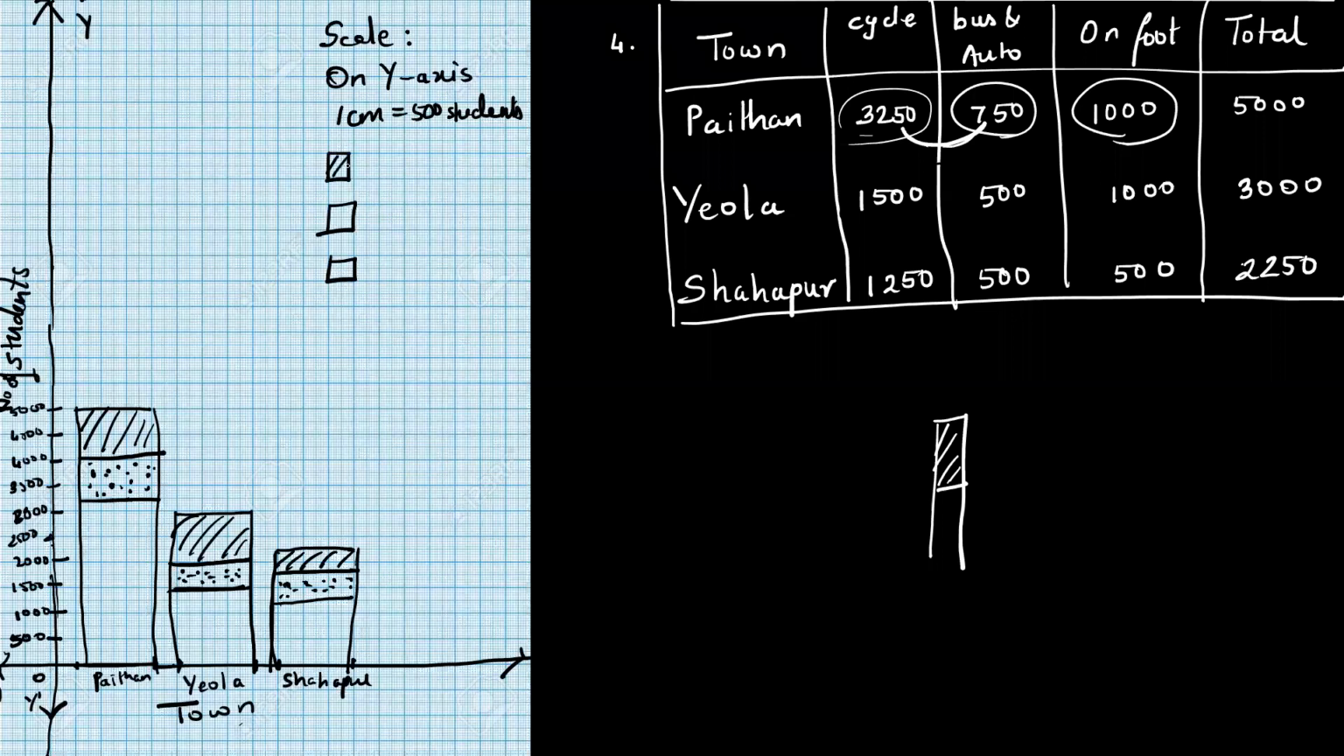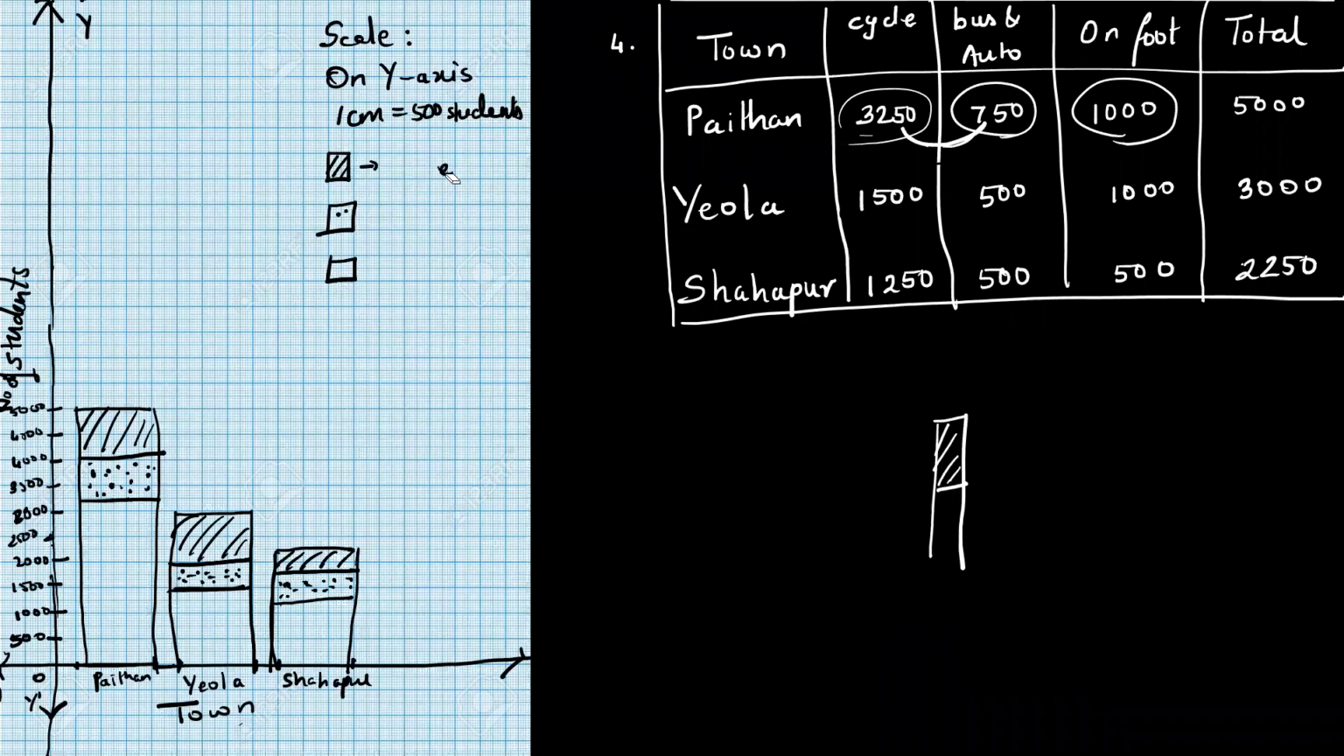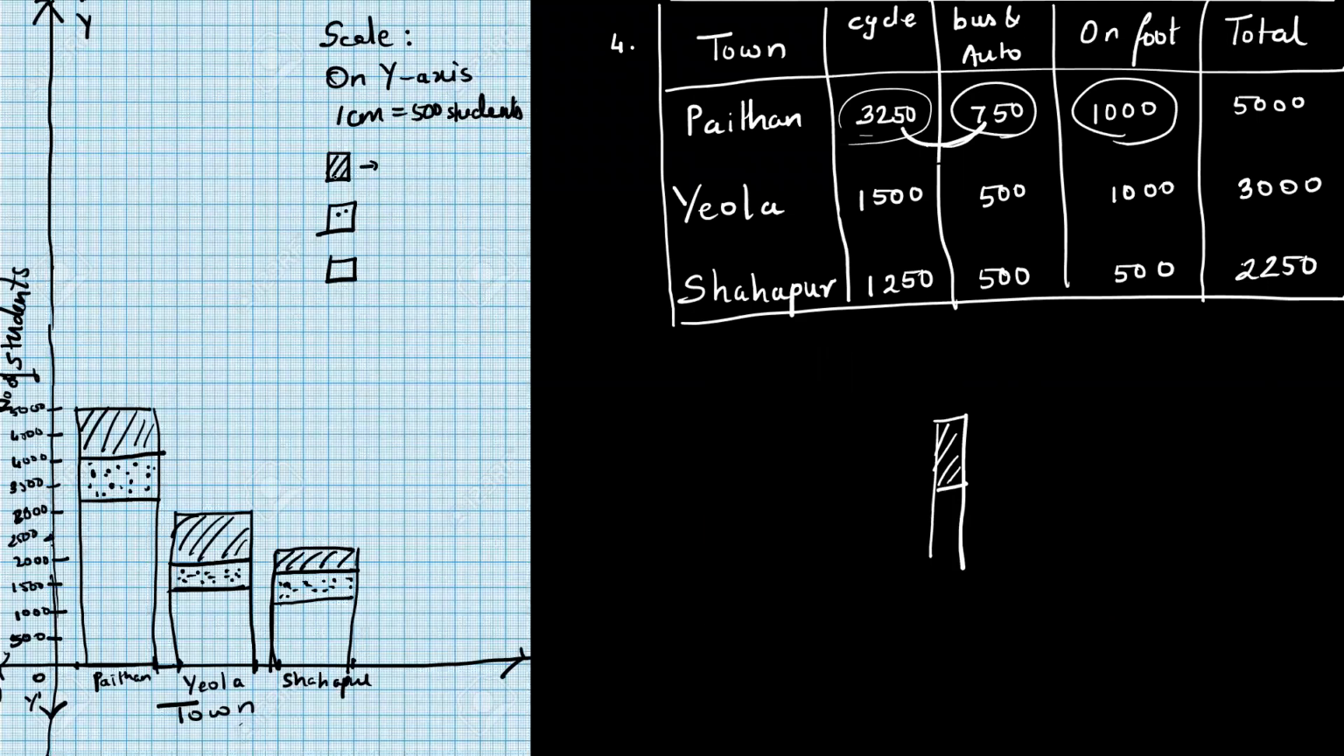So I'm making one square for each. Now as we have discussed, this is the number of students taking cycle. When I've shaded, that is on foot. Then the dots are bus and auto, and the blank one is cycle.